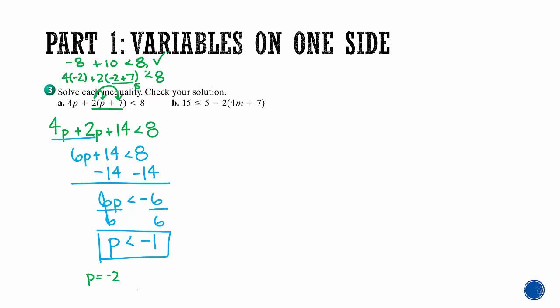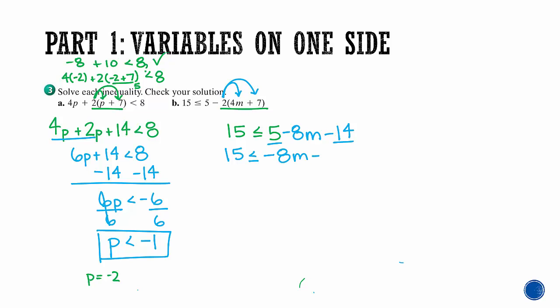So now same thing for part B. We want to get m alone. So before we can do that, we have to distribute over here. So this part's going to stay the same. And then I'm going to have to distribute this negative 2. So negative 2 times 4m will give me negative 8m. Negative 2 times 7 will give me a negative 14. So still simplifying before we can start solving, with like terms here that we can combine. So I have negative 8m minus 9.